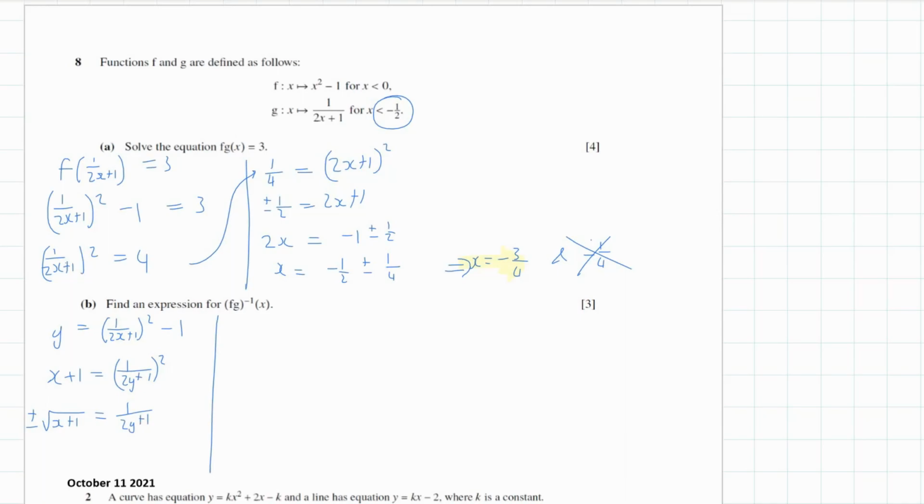Now, at this point, I'll rewrite. So I can write it as 2y plus 1 equals plus or minus 1 over square root x plus 1. So I just cross-multiplied each across the 2y plus 1 and then divided across the plus or minus square root x plus 1. That's all I've done there. Then I'll subtract the 1 from both sides. So I'm going to just get this here. And y equals -1/2 plus or minus 1 over 2 square root x plus 1. I think that's right.